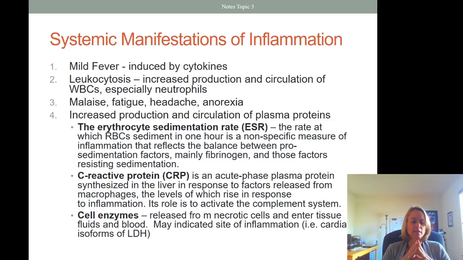And then we can see various cell enzymes that can get released from necrotic cells, and they enter the tissue and body fluid, and then we can measure them. For instance, in a heart attack, cardiac enzymes get released from necrotic cells, and then we can see that we have a cardiac isoform of LDH in the blood, and then that gives us an idea of where the site of inflammation is.